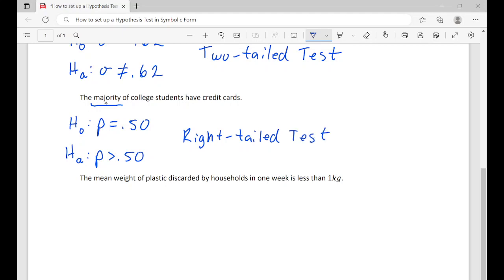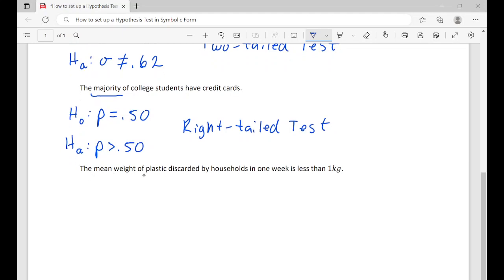So this didn't say anything about numbers or anything like that. It just gives you the only clue being the majority. Had this said the minority of college students, then this would have been less than 0.5. So be careful about the wording, and sometimes you have to use a little bit of logic to figure out what they want.